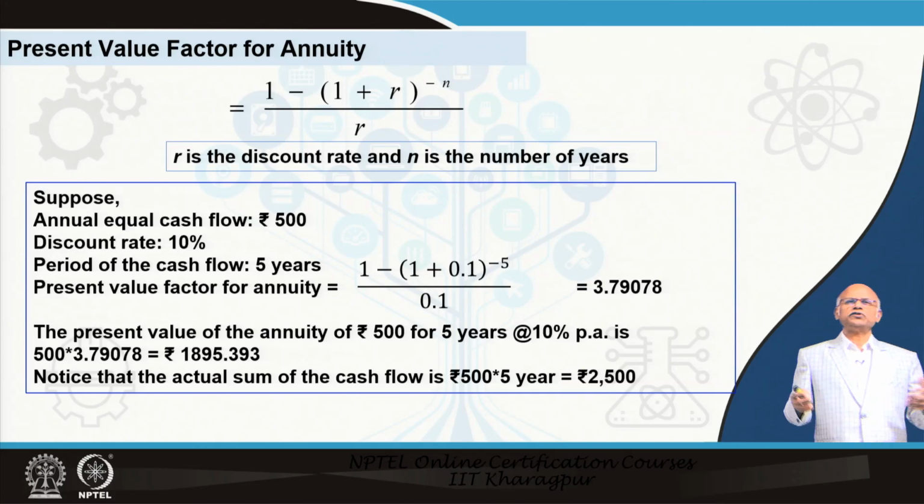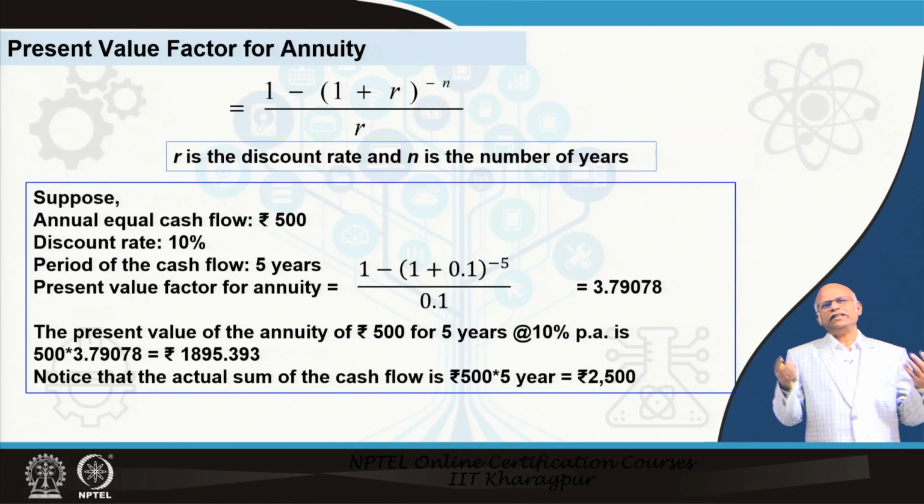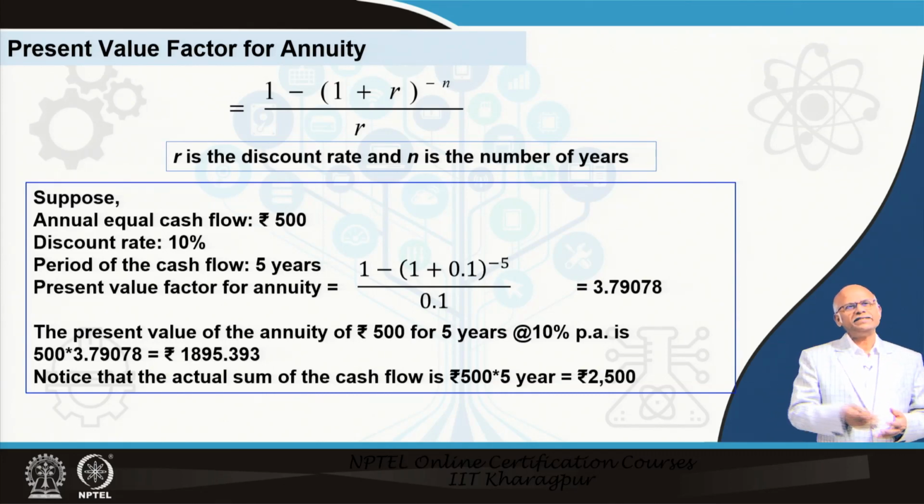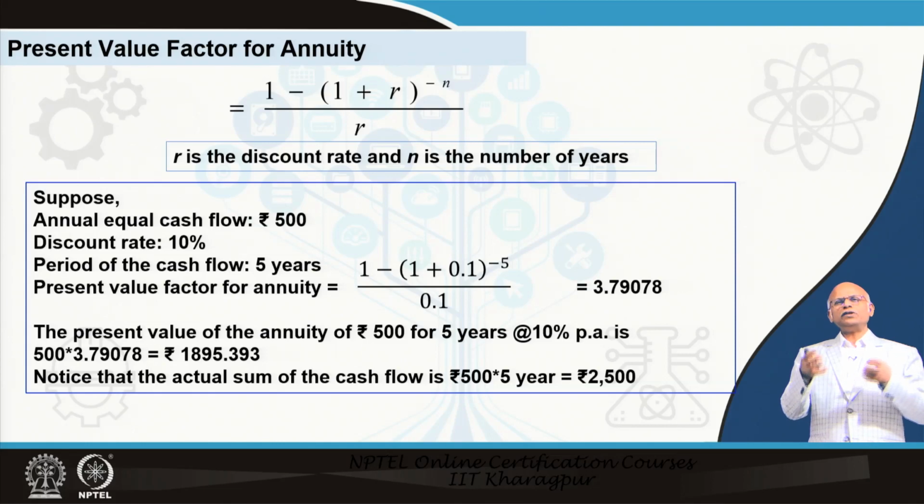For example, suppose you foresee that there will be 500 rupees of cash inflow, net cash inflow for say 5 years, and your interest rate or discount rate is suppose 10%. So, every year 500 rupees is coming in and the discount rate is 10%. So, you want to know what is the present value of this recurring amount. Every year it is happening for 5 years. So, what is the present value of this total amount?